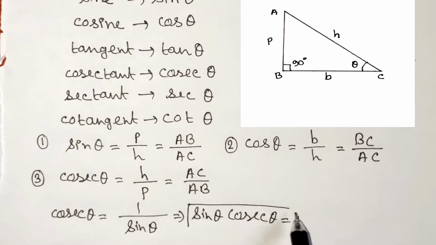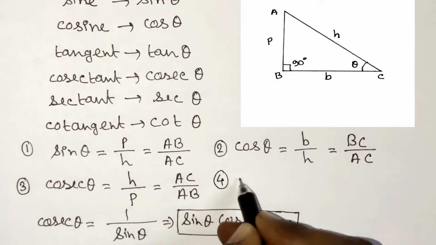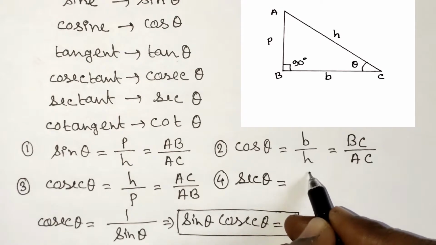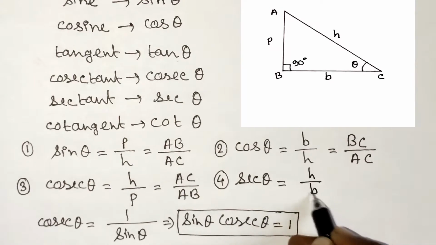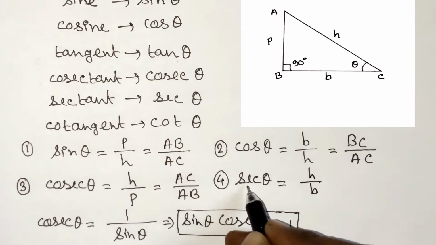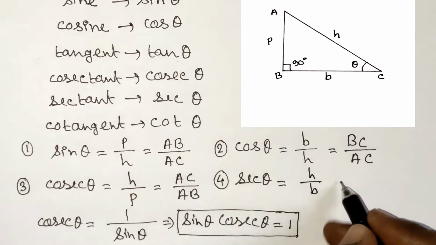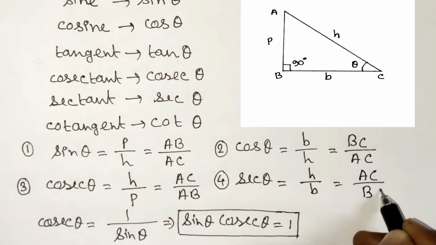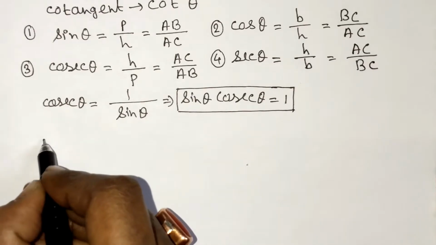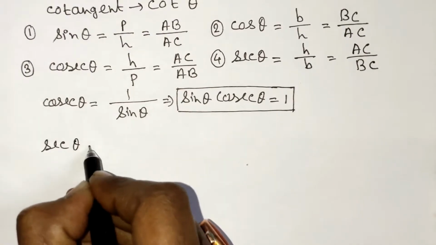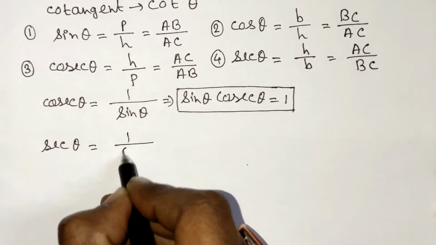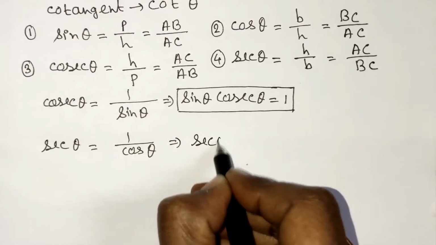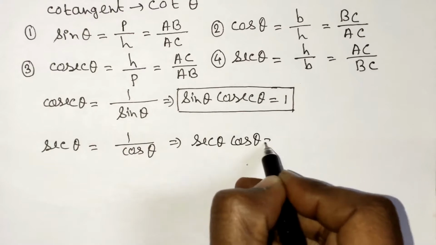This is another result. Number 4, sec theta, which is equal to hypotenuse by base. So here sec theta is the reciprocal of cos theta, that is AC by BC. So similarly we have sec theta is equal to 1 upon cos theta. This implies sec theta into cos theta is equal to 1.